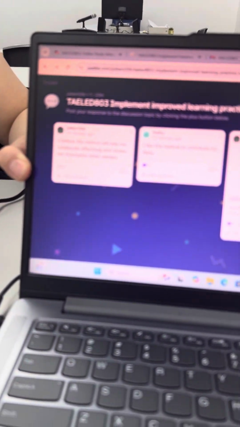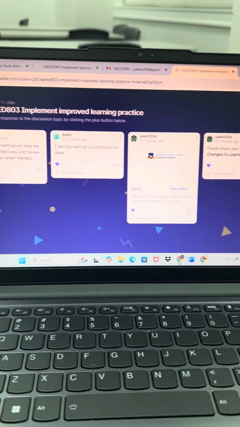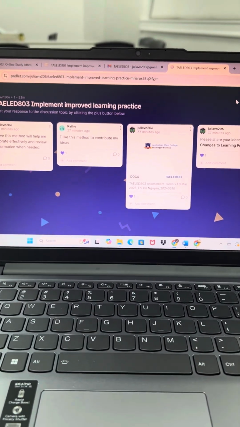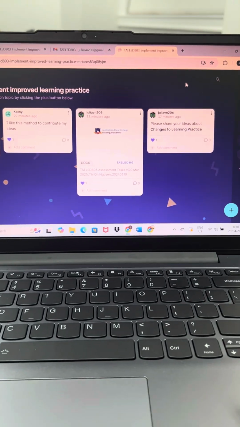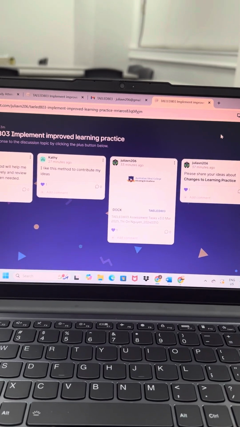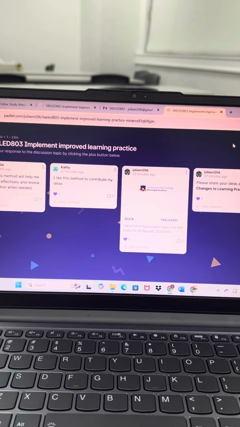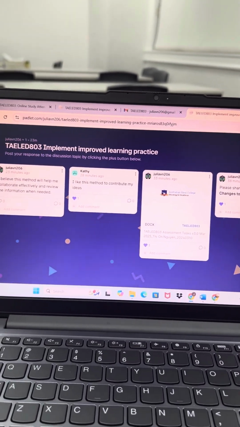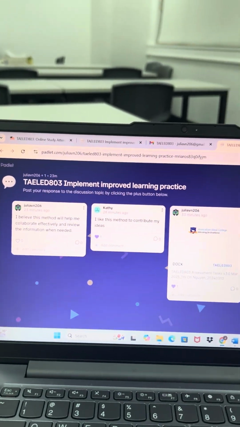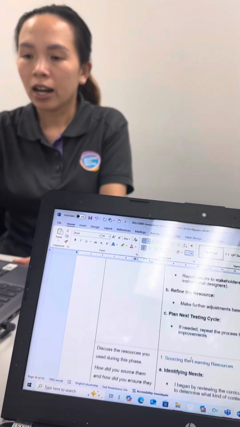So in order to demonstrate my methods, I would like to share with you my Padlet. As you can see on my screen, this is my Padlet. I share it with the students and learners, and they actively engage and share ideas about this method. Katie said, I like this method to contribute my idea. And Julia said, I believe this method will help me collaborate effectively and review the information when needed. These are the feedback from the learners.